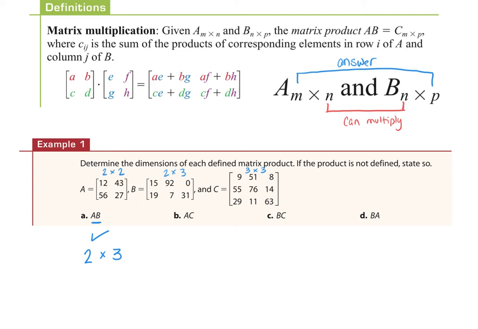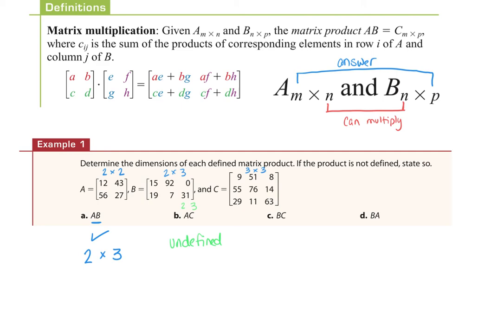Let's look at the next one, AC. A has 2 columns. C has 3 rows. We cannot multiply these. This is undefined. The columns of A do not match the rows of C.